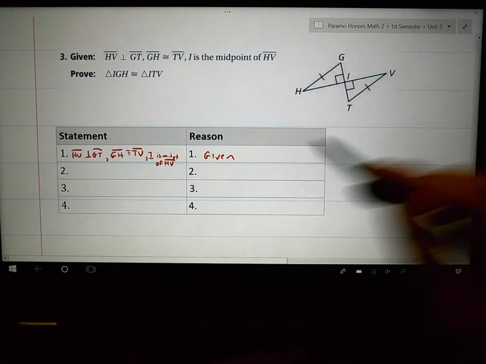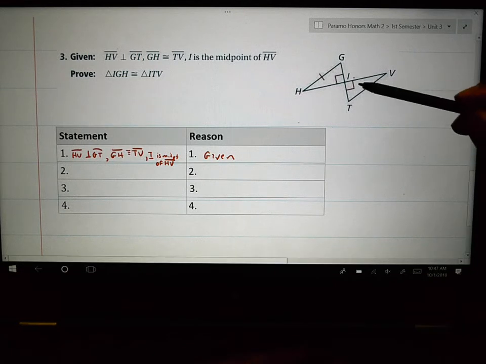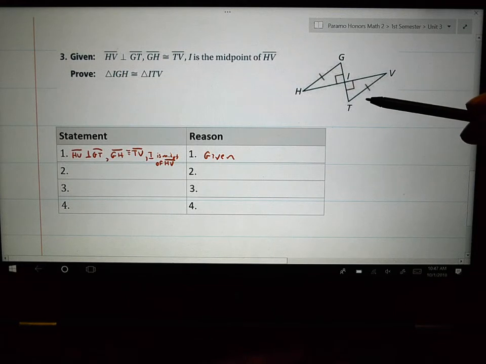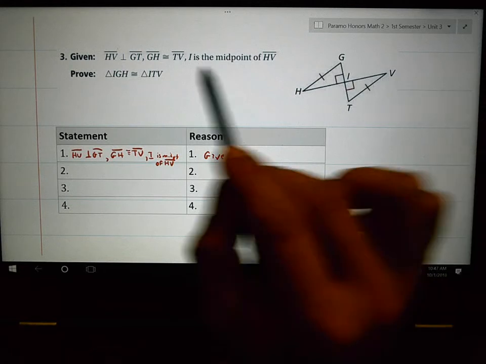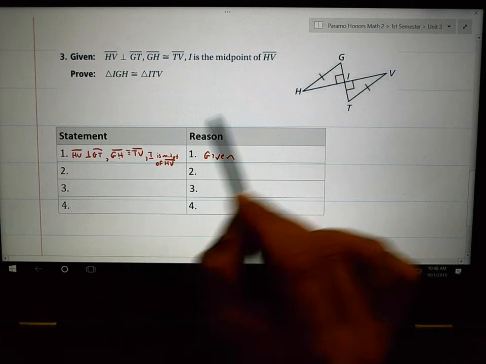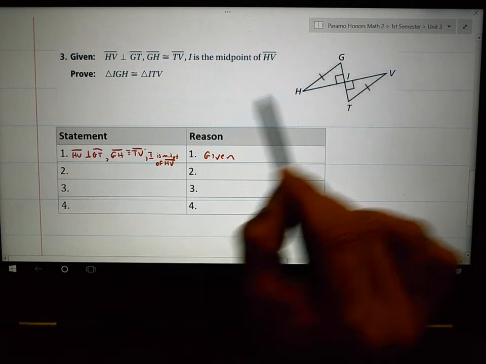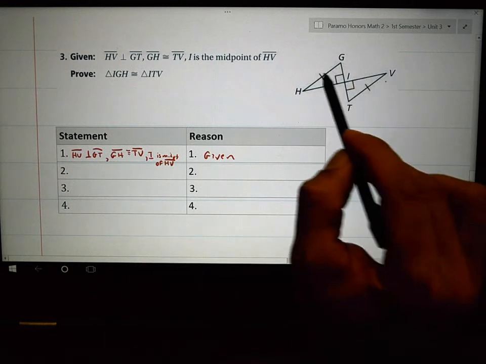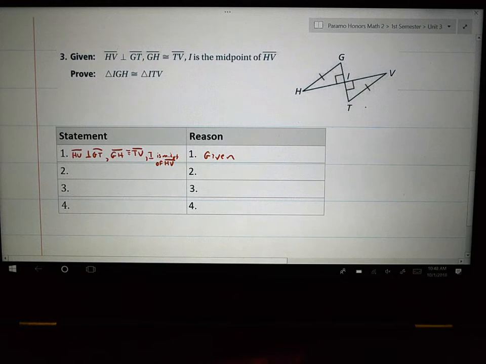Now your textbook starts throwing things in your picture. Don't expect anything to be in your pictures on any quiz or test. If it's there, yay, you got lucky. But most of the time, you're going to have to take your information and add it to your picture. GH is congruent to TV. You got to make sure that that is added to your picture.